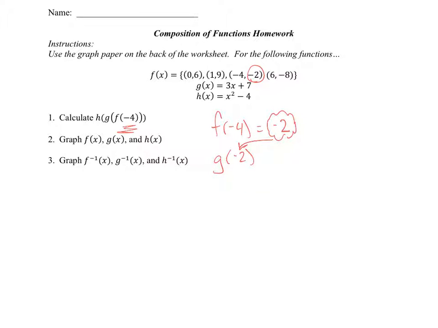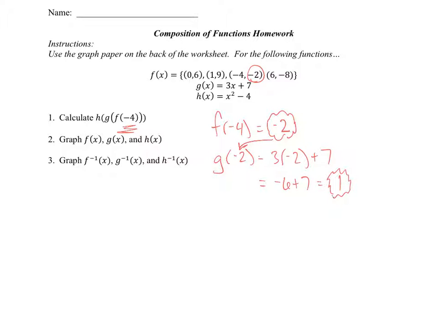Now we know what goes into our g of x function. We had to find f of negative 4 first, and now we can find g of negative 2. Well, g of x is 3x plus 7, so instead of x, we're going to use negative 2. So 3 times negative 2 plus 7 is the same as negative 6 plus 7, and negative 6 plus 7 is 1.